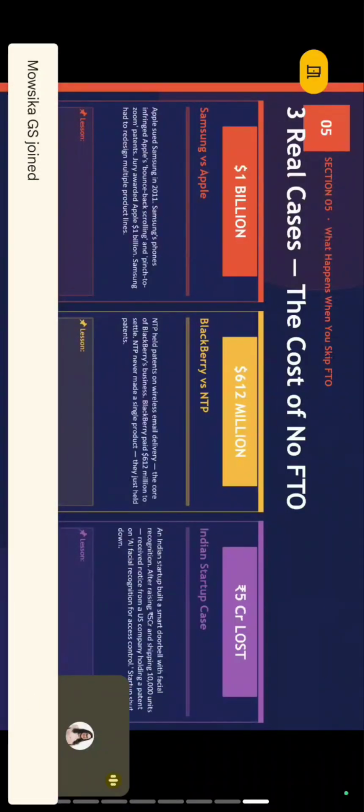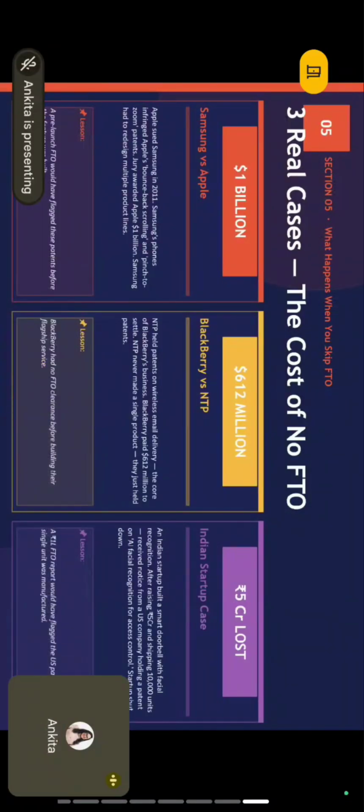So if they did FTO, they would have flagged the US patent before a single unit was manufactured, and they can prevent this loss. So these are the real case examples where without FTO, the companies have to face a huge loss.